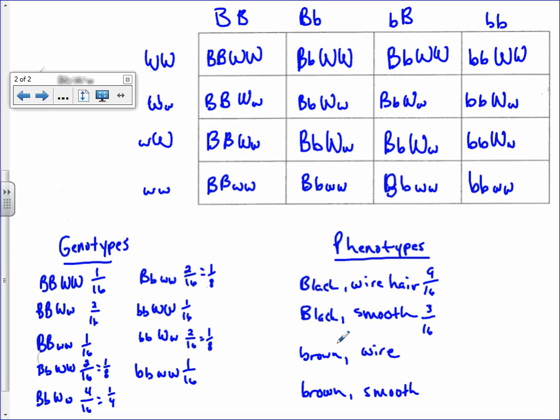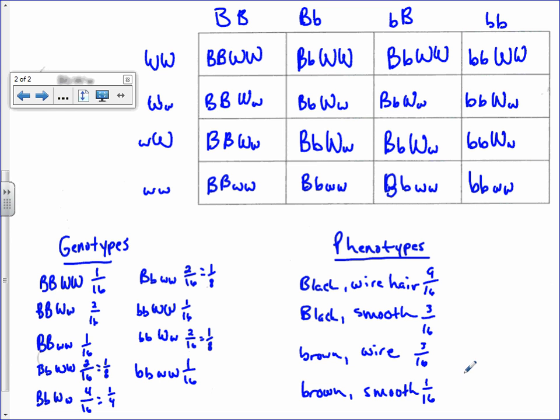And then for a brown dog with wiry hair, we need 2 lowercase b's and a capital W. 1, 2, 3 out of 16 that it'll look like that. And then brown and smooth, we need 2 lowercase b's and 2 lowercase w's. And we just have 1 of those combinations. So 1 in 16 there.